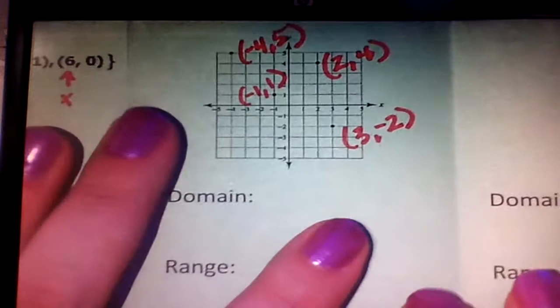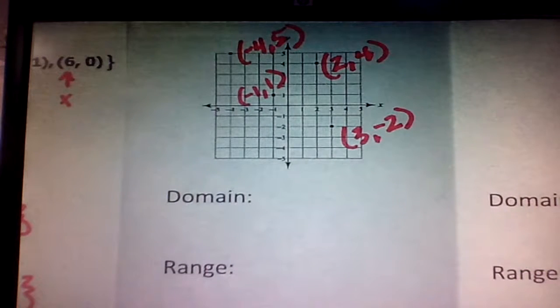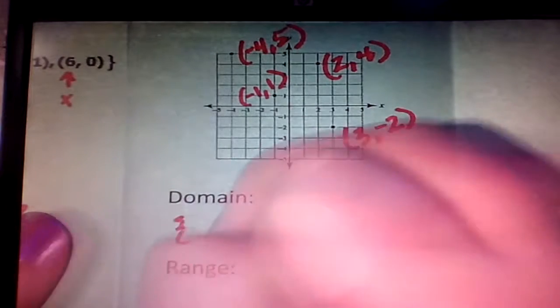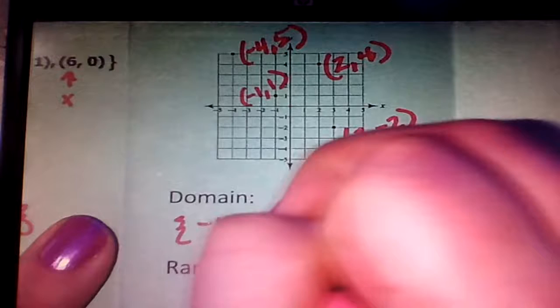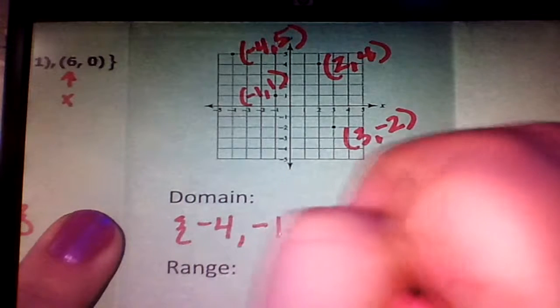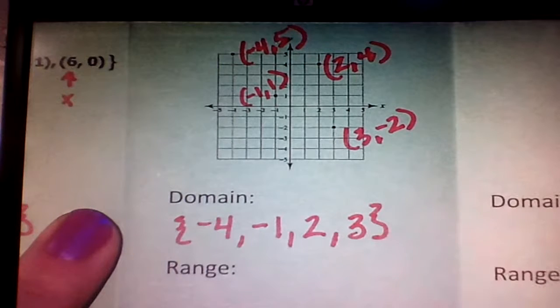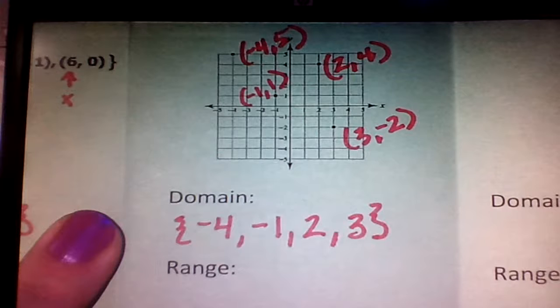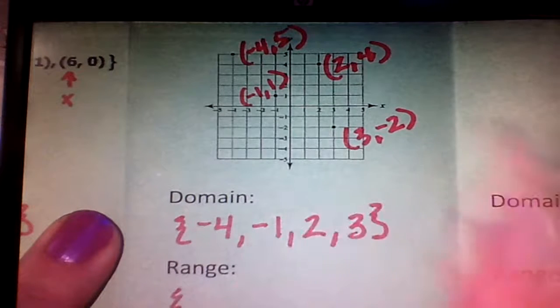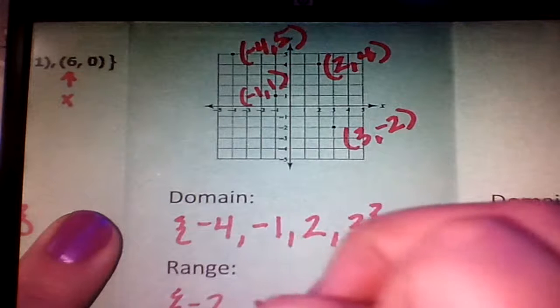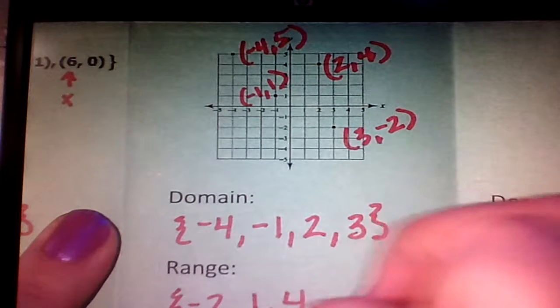Okay. The biggest mistake that I see when you're listing domain and range from a graph is that for some reason you do not list your points x, y. Okay. Please make sure your x value comes first, your y value comes second. So now my domain, my smallest x is -4, then -1, then 2, then 3. And my y's are -2, 1, 4, and 5.